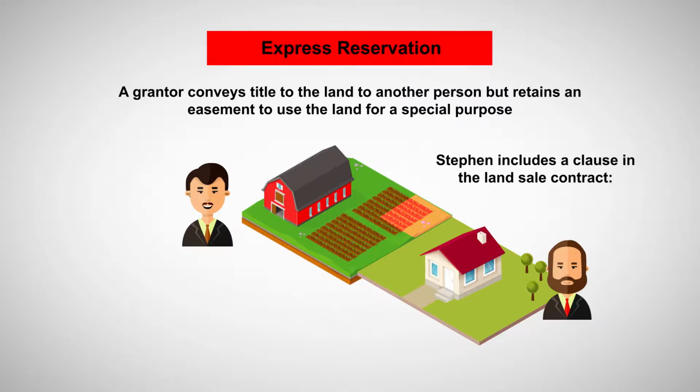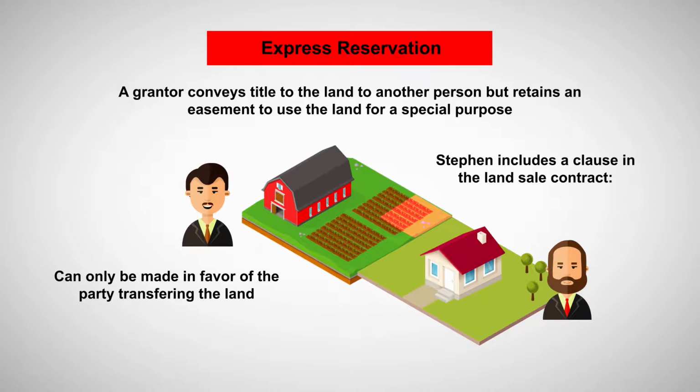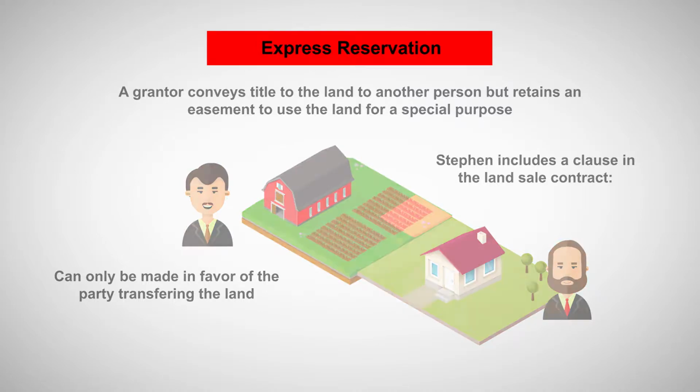Note that a reservation of easement can only be made in favor of the party transferring the land, which is Stephen in this case. Courts may void any attempt by a grantor to reserve an easement for anyone other than the grantor himself. The third method to create an easement is by implication.